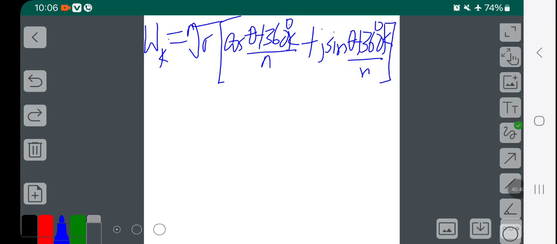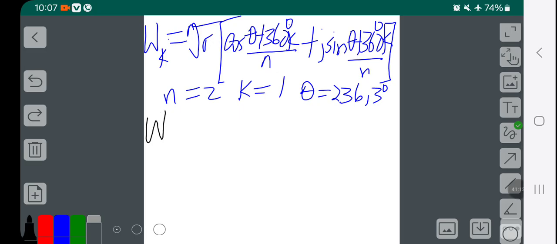Since we are looking for the second one, our n is still 2, and our k is now 1. Then we said our argument is 236,3 degrees. Then our r, we said our r is root of 13. So let's do it. Let me use a different color. It's W1 here, so it's the square root of 13.